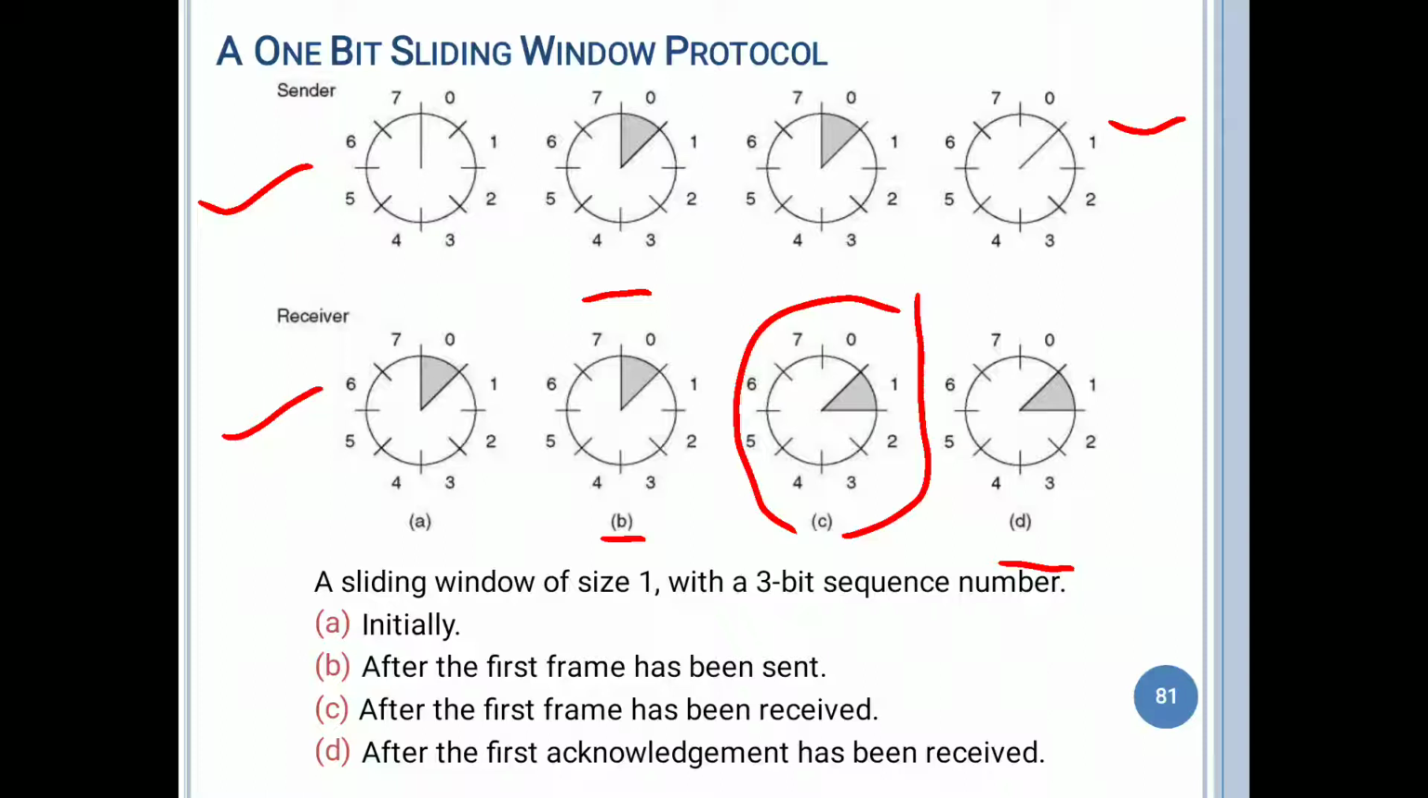Now what happens in the next frame? One bit means the receiver is asking for the first frame. So now the sender will start sending the first frame.